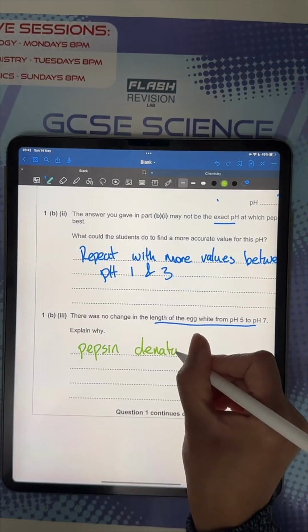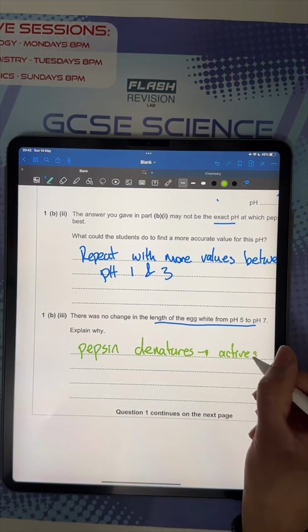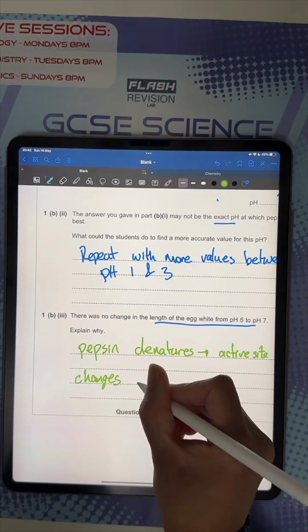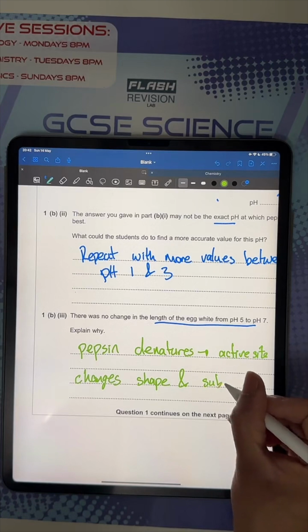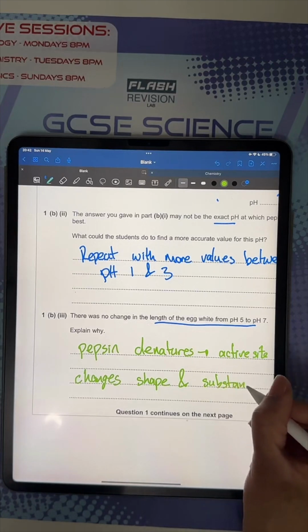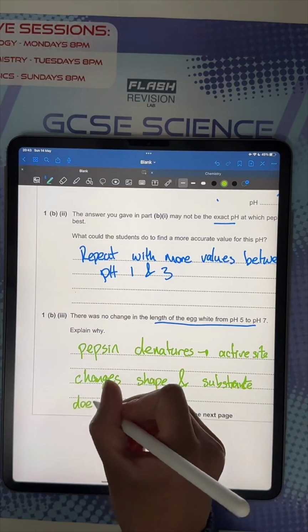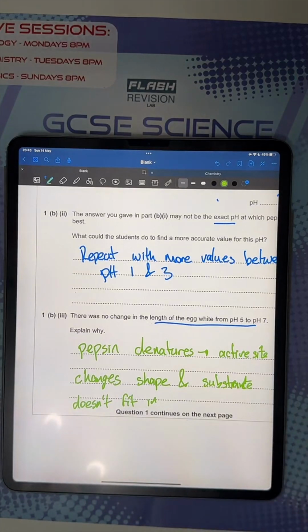So pepsin denatures. Active site changes shape, and substrate, in this case the protein, doesn't fit in. Alter shape, I guess you can.